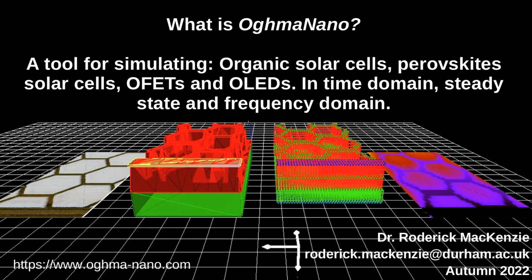So in this little talk, I want to talk about what OghmaNano is. And the answer is really in the second title of this slide: it's a tool for simulating organic solar cells, perovskite solar cells, OFETs, OLEDs, and any other really disordered or not disordered device that you can think of, in 1D, 2D, sometimes 3D, in time domain, steady state, and frequency domain. So it's a general purpose tool for doing nano and micro simulations of optoelectronic devices.